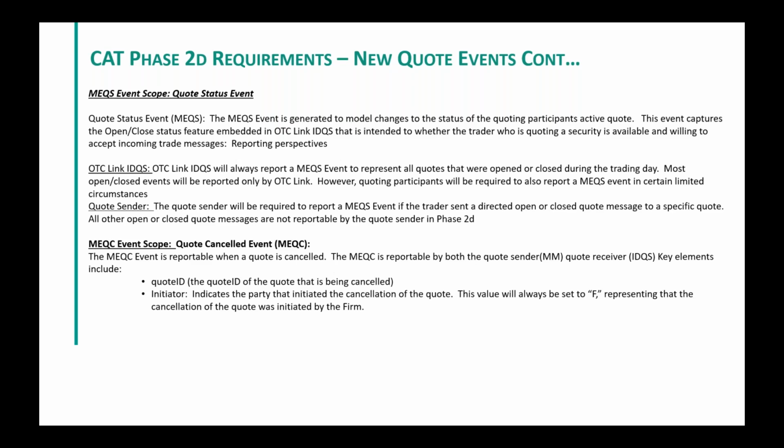Material attributes here are the quote ID, so the quote ID being canceled by the receiver IDQS would be the original quote ID that was assigned, and then the initiator will always be firm. Just to clarify, if the cancel was initiated on behalf of a customer order, so the security was quoted on behalf of a customer, we will still, and the subscriber would still, use firm because of the riskless principal model.